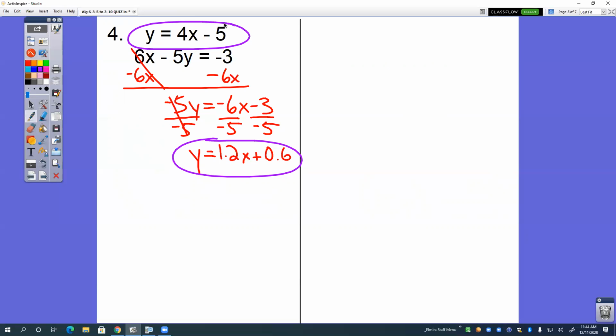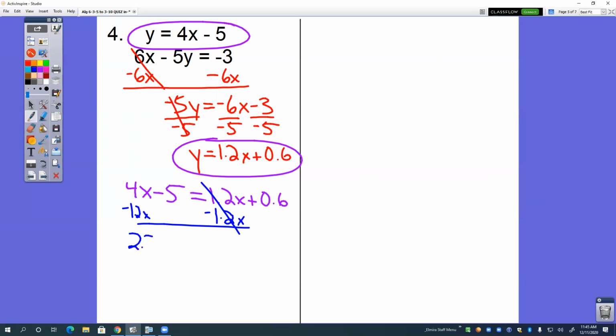So now that I have them set equal to y equals, I'm going to set them equal to each other. So 4x minus 5 equals 1.2x plus 0.6. Solving this equation, I would work with the smaller of the two letters first. So minus 1.2x, minus 1.2x. 4 minus 1.2x is 2.8x. Minus 5 equals 0.6.